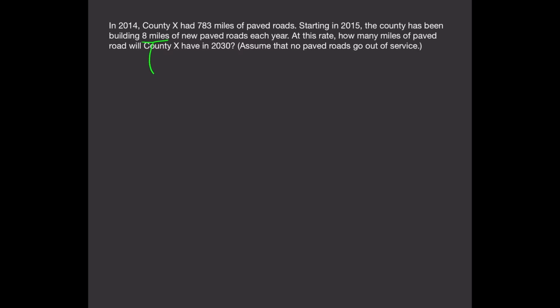So, to answer this question, first we need to decide what variable or variables we need to define. As seen in the question, the number of miles of paved roads depends on the year, so we can define a variable to represent the year. So let's define n as the number of years after 2014. Then, the question says that County X had 783 miles of paved roads in 2014, and is building 8 miles of new roads each year, that is, n years after 2014.